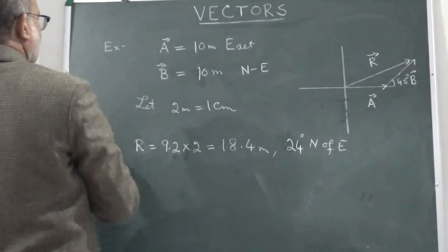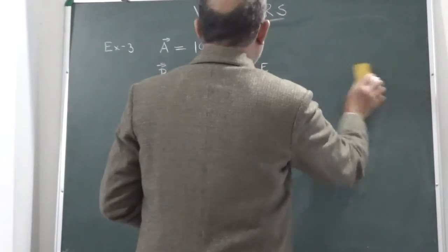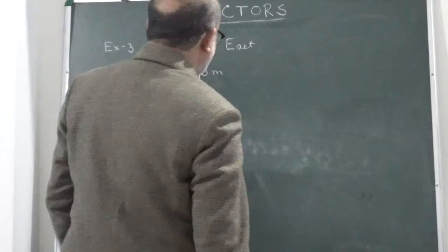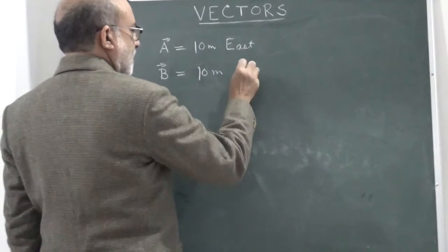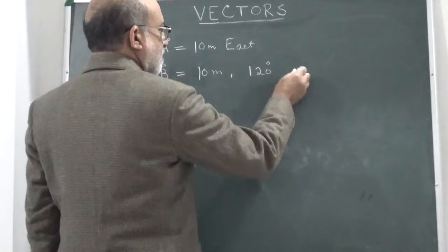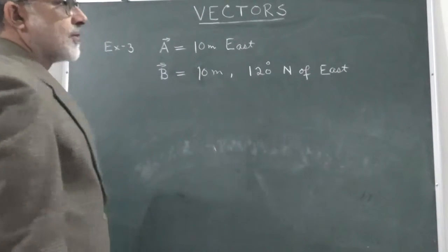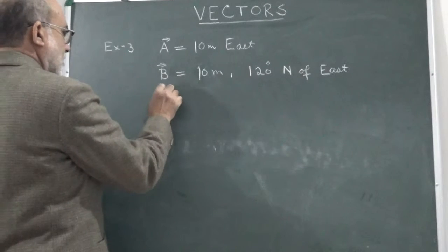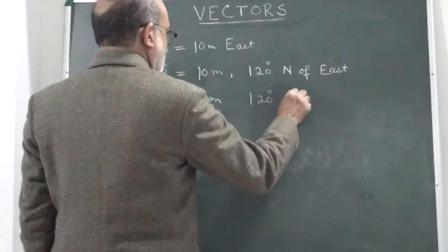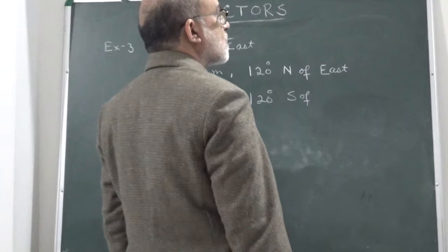So the third example is: A is 10 meter east, B is 10 meter 120 degree north of east, and C is 10 meter 120 degree south of east.